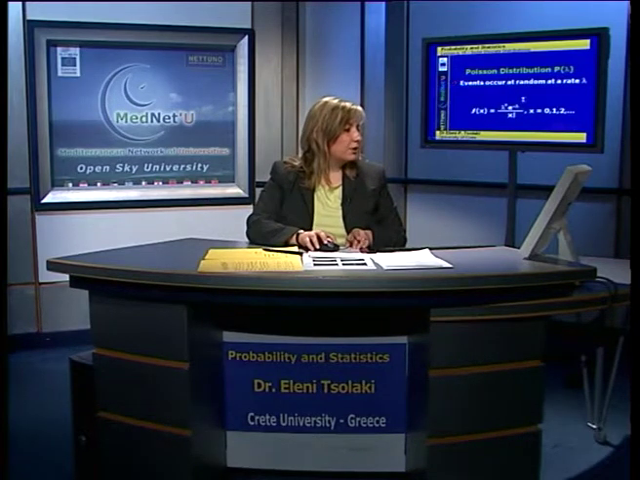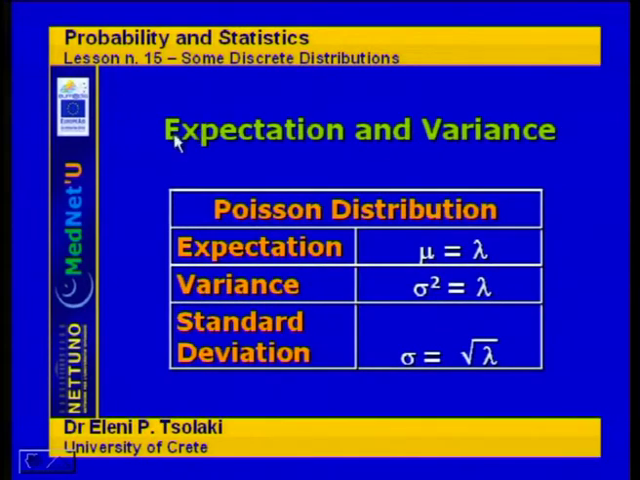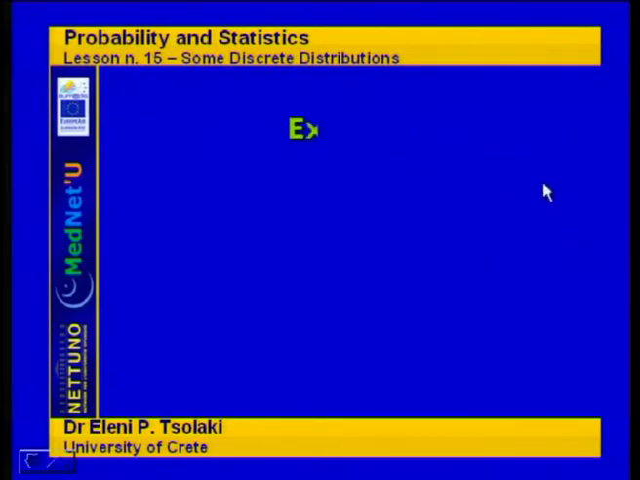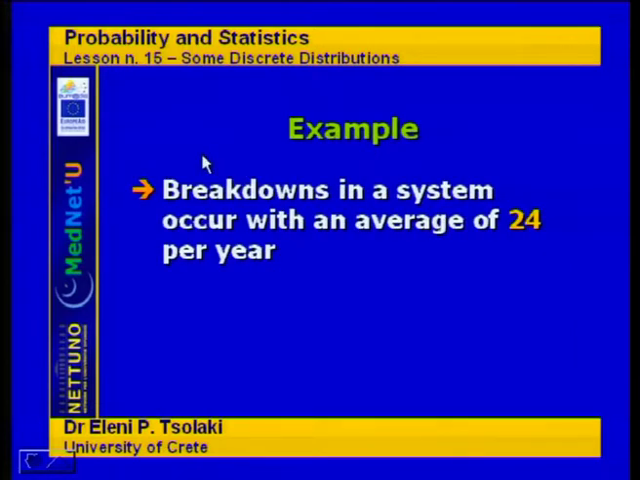For the Poisson distribution, we have that the expectation and the variance can be calculated, and the expectation is equal to the constant rate lambda, as well as the variance. The variance is equal to the constant rate lambda. The standard deviation is the square root of the variance, and we can see an example to see how we can use the Poisson distribution to calculate probabilities.